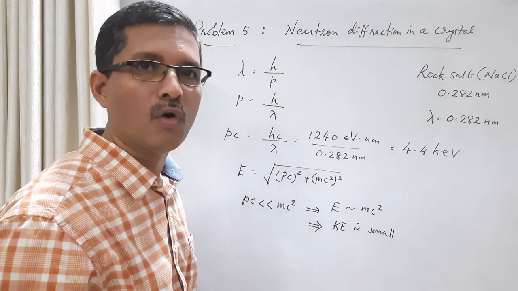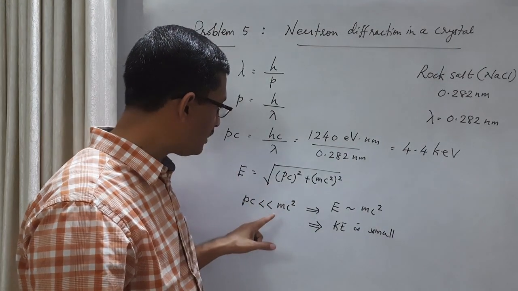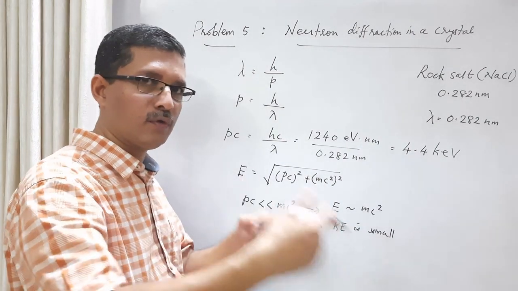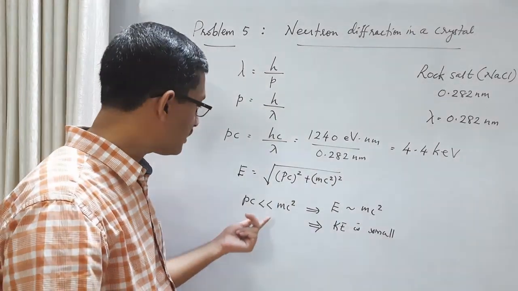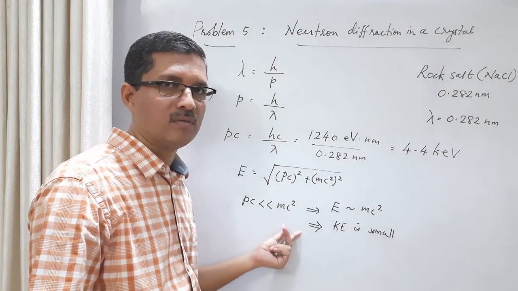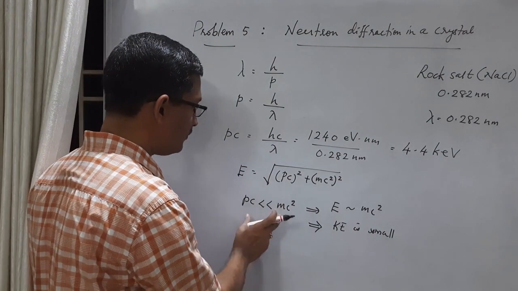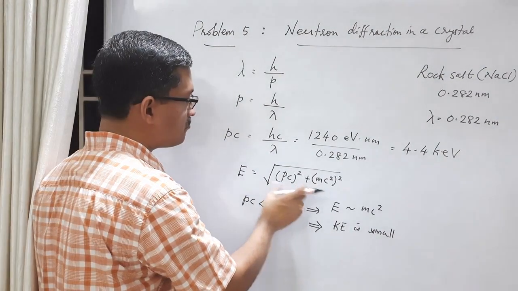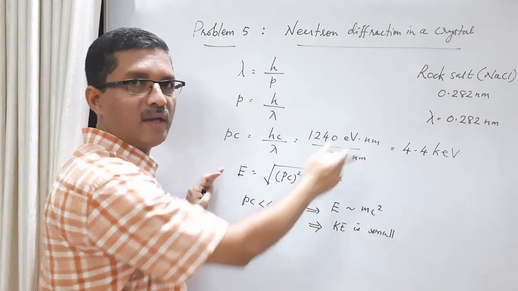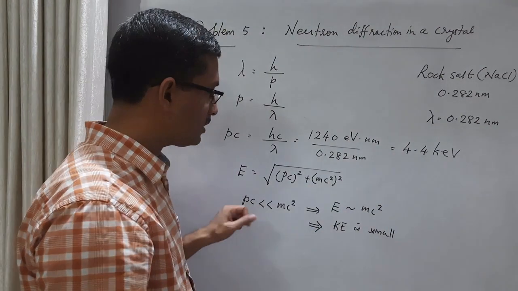If kinetic energy is small, it's a non-relativistic calculation. For a non-relativistic calculation, the criterion from the point of view of momentum is that the value of Pc is very small compared to the rest energy. On the other hand, if Pc is of the order of the rest energy, then we have to use a relativistic calculation. We have to take the total energy minus the rest energy to get the kinetic energy. So this is the condition.